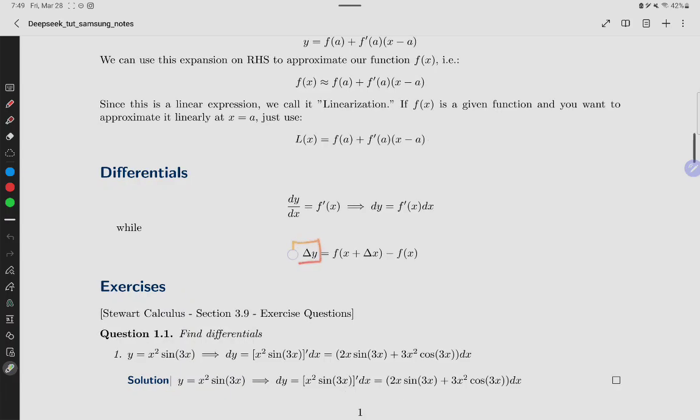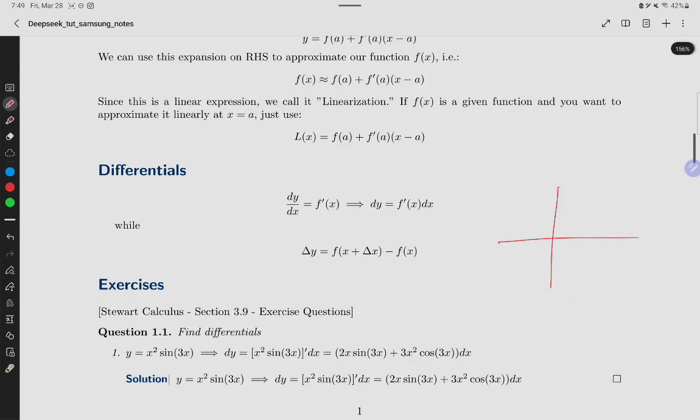Change in y we denote as delta y. So both are different things. This is actually change in y, like delta x is change in x. So if I draw a function, let's say we have a function here, and we want to approximate this linearly here.